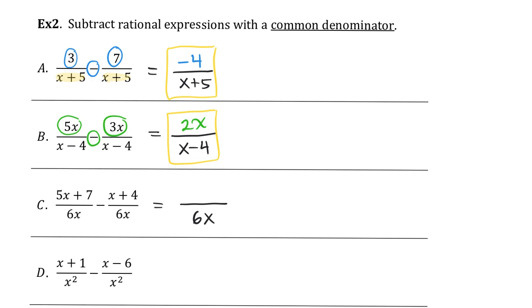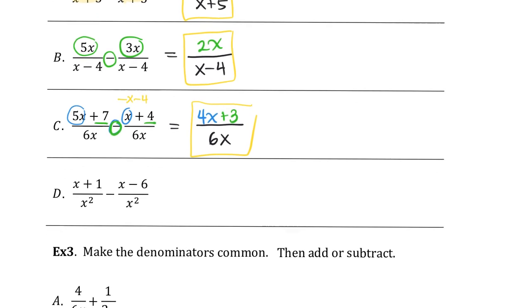Now I need to be careful here because I'm going to do 5x minus x, which is 4x. But then I'm also going to do 7 minus 4, which is 3. So make sure you're subtracting both of the terms, or you could distribute the minus. You could make this minus x minus 4 and do like terms. But do make sure you are subtracting everything.